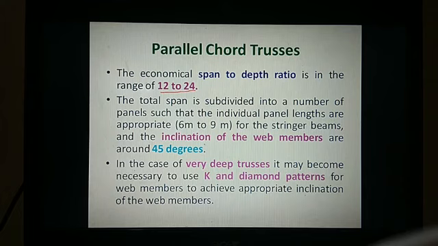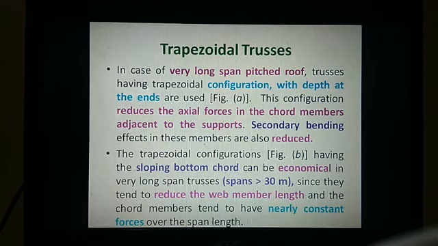So what do you mean by inclination of the web members? If you see any roof trusses, these members are called flange members. The centermost portion is called the web member. The centermost portion of this complete beam-like action truss is called the web, right? In the case of very deep trusses, it may become necessary to use a K pattern or a diamond pattern. So when there are very deep trusses, that is how you can make use of these parallel chord trusses in accommodating these things.